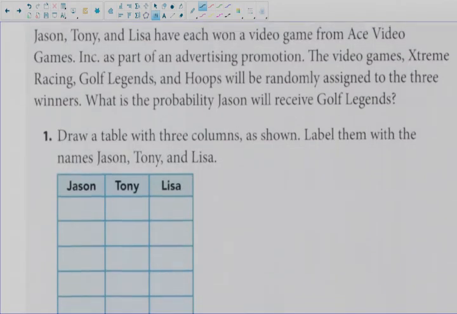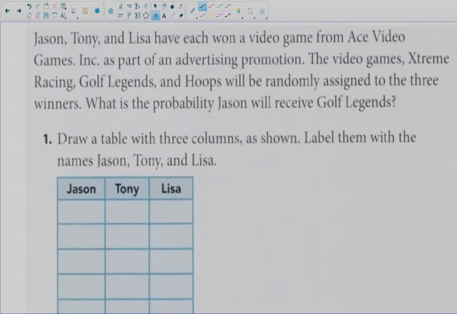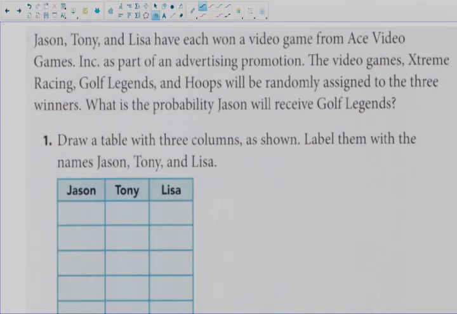Okay, so this is an example right out of your textbook, and it says Jason, Tony, and Lisa have each won a video game from Ace Video Games Inc. as part of an advertising promotion. The video games, Extreme Racing, Golf Legends, and Hoops, will be randomly assigned to the 3 winners. What is the probability Jason will receive Golf Legends?